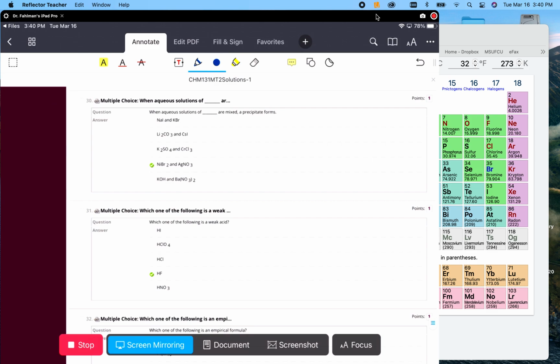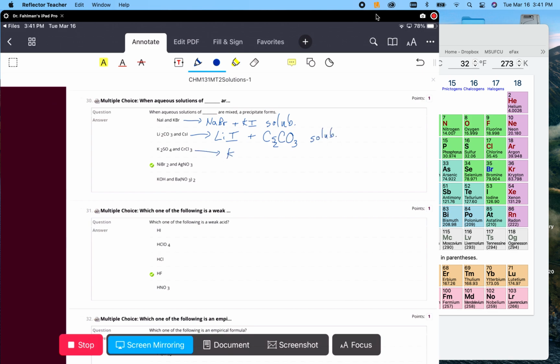When these are mixed, the precipitate forms. So this reaction, you're going to get sodium bromide and potassium iodide when they swap partners. Both are soluble. They're group 1 compounds, so your solubility rules predict their solubility. And this one, you're going to get lithium iodide and then cesium carbonate. Again, in your solubility rules, those are soluble.